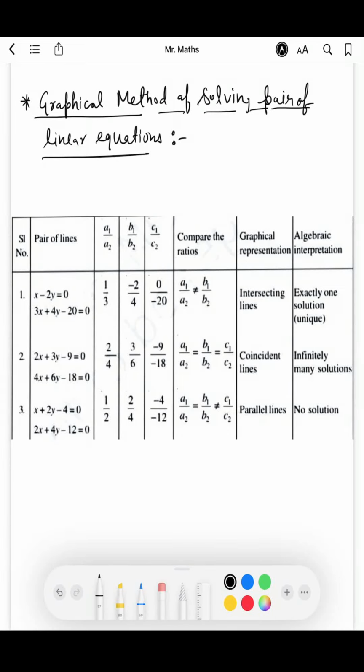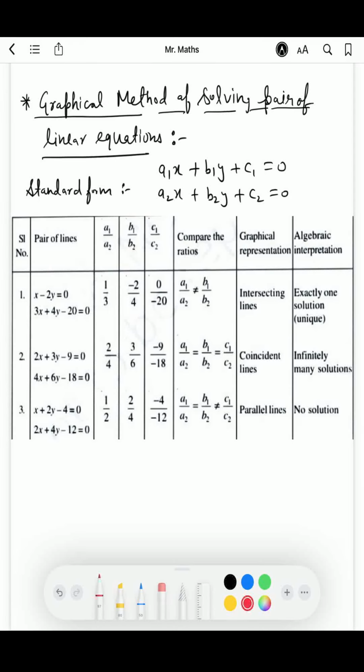So we can compare the ratios of the coefficients, because we know that the standard form of pair of linear equations is given as a1x plus b1y plus c1 equals 0, and for the other, a2x plus b2y plus c2 equals 0. So we can easily take the ratios of coefficients a1 b1 c1 a2 b2 c2 to see what kind of graphical representation we will have for the pair of linear equations.